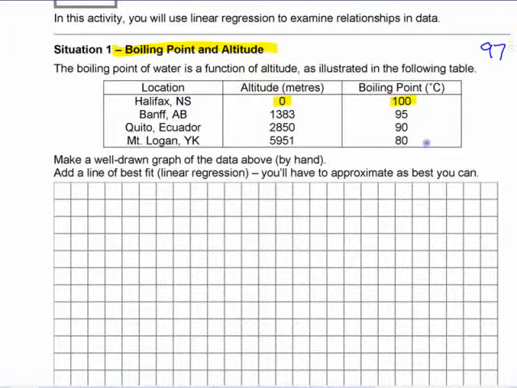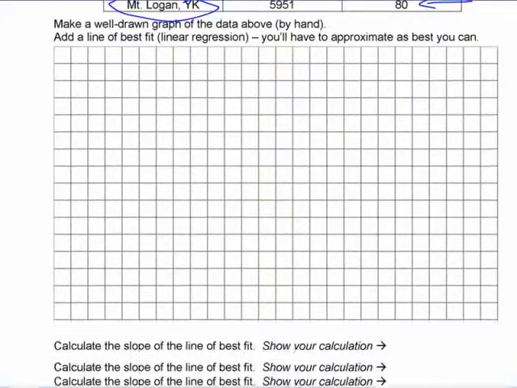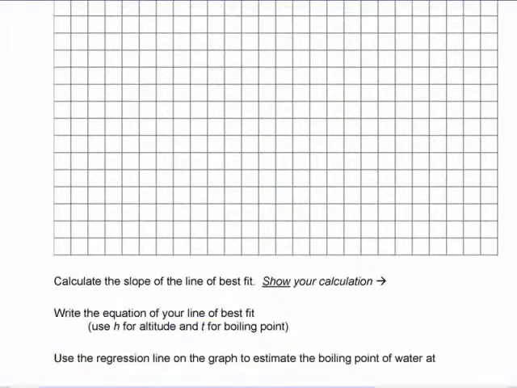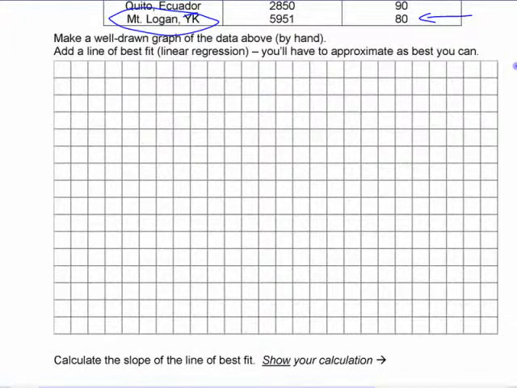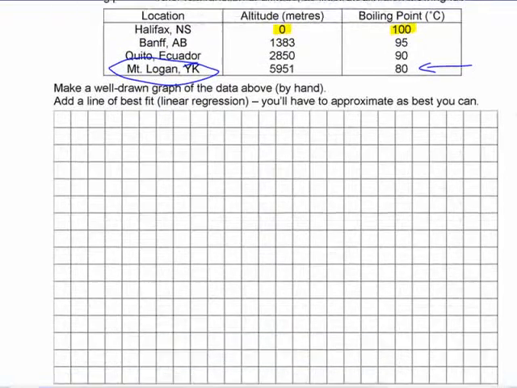If you went to Colorado, not on here, I think it's like 92 or 93 because they're a lot higher. The higher up you go, the lower the temperature that it boils at. This is pretty high. It only boils at 80 degrees. So you're going to do a couple things here. You're going to make a graph by hand for this, and you're going to make a graph by calculator for this.